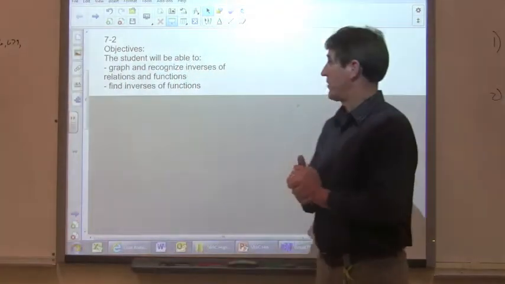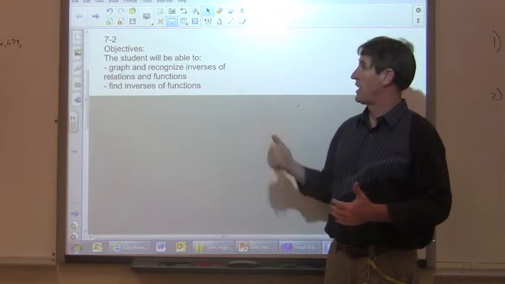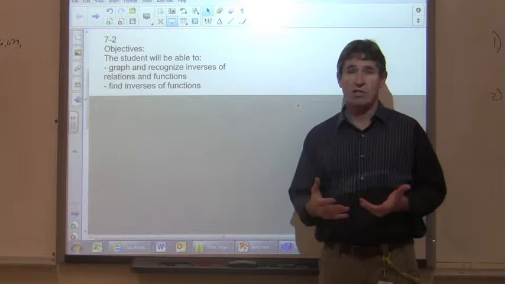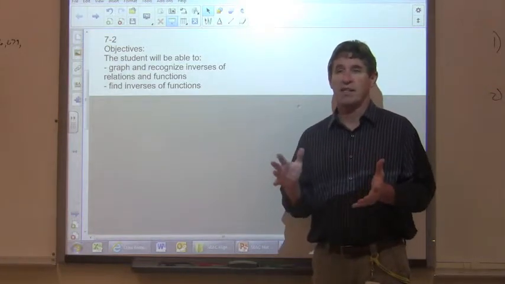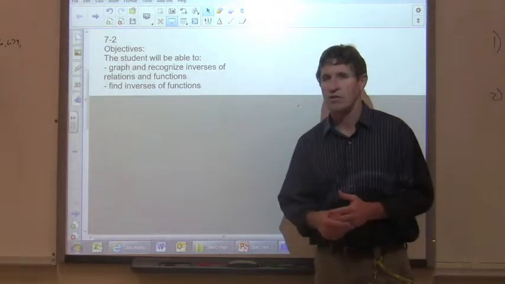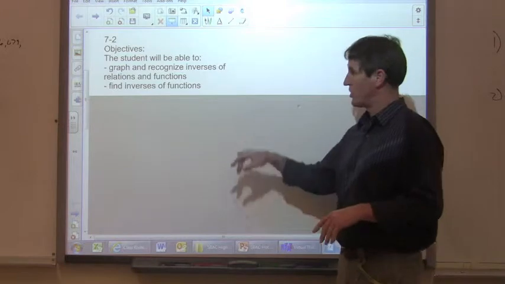All right, so this is on 7.2. Our objectives for today are you'll be able to graph and recognize inverses of relations and functions, and then also find inverses of functions. So remember, inverses are things that cancel each other out, like the inverse of addition is subtraction, the inverse of multiplication is division, and so on. So we've worked a lot with inverses this year.